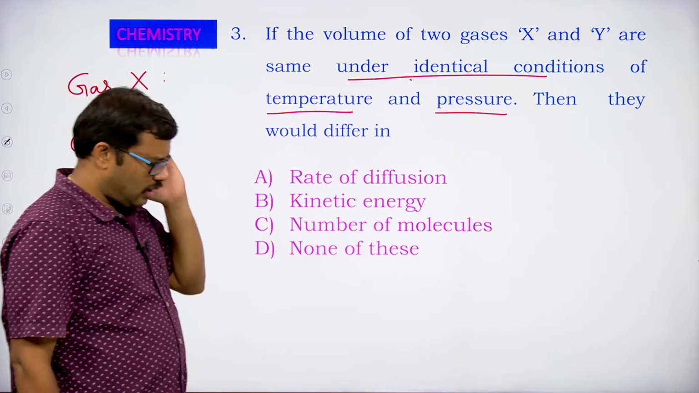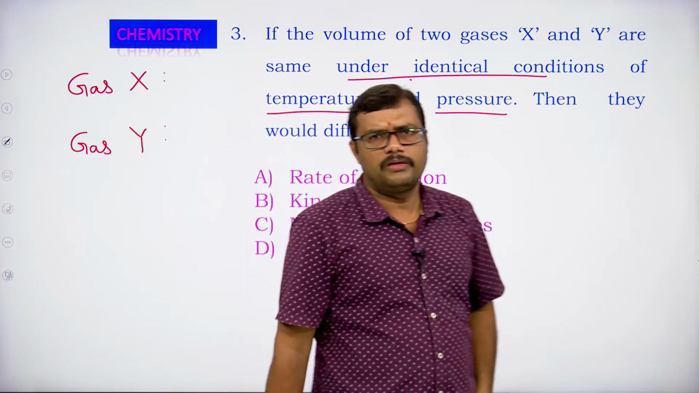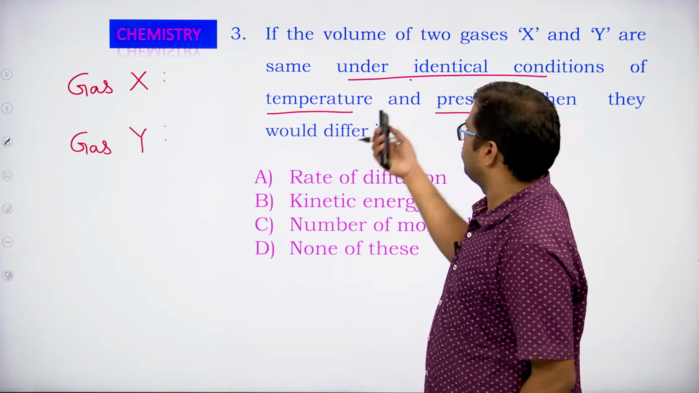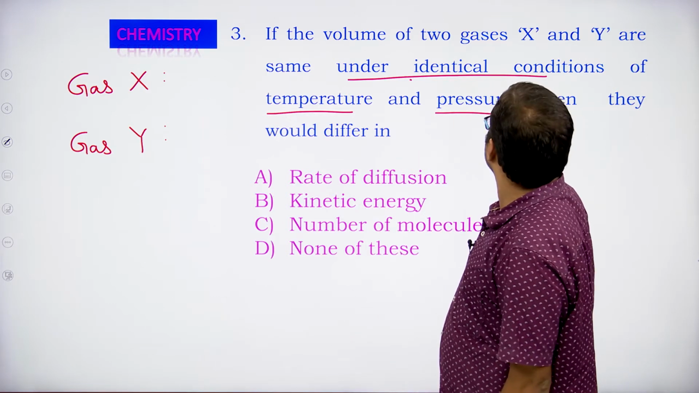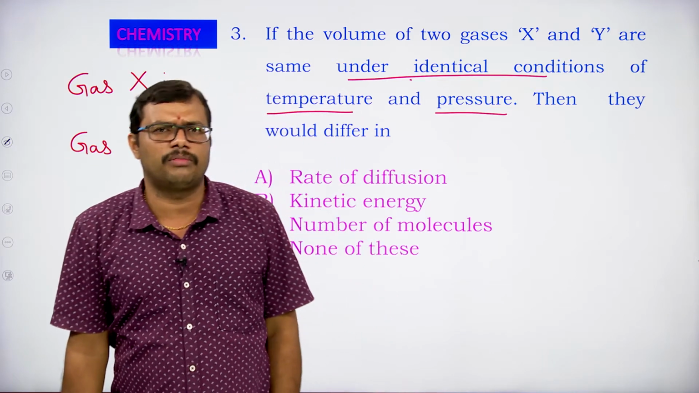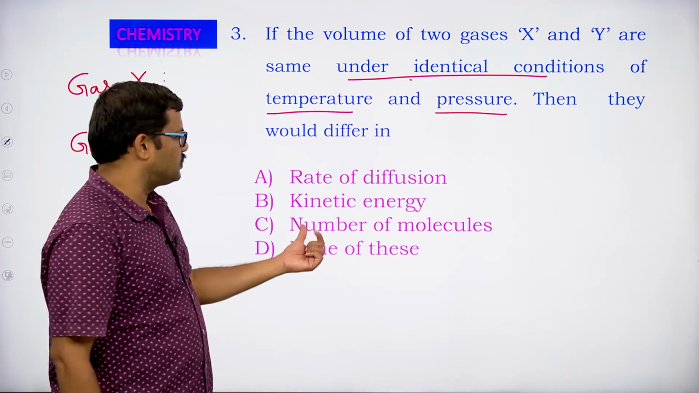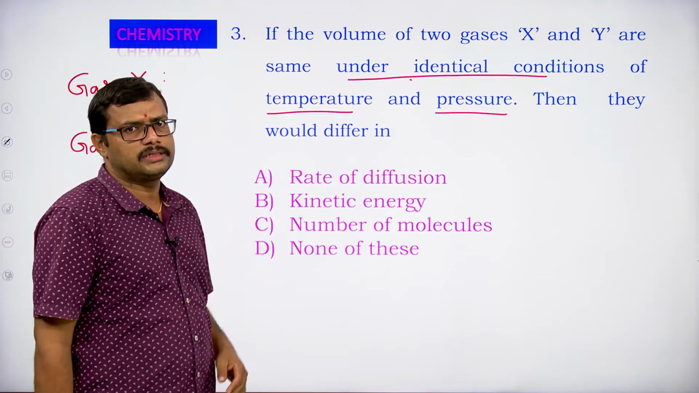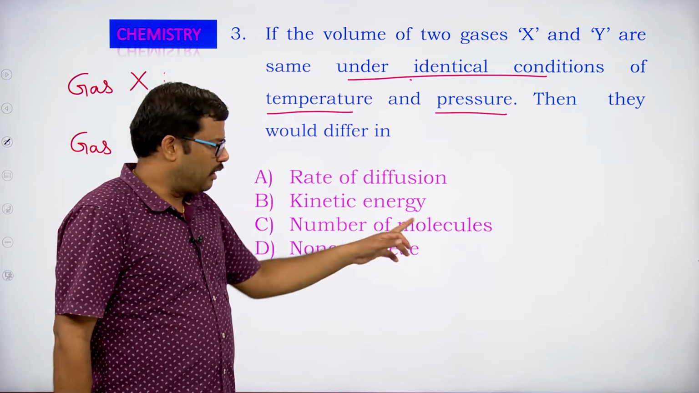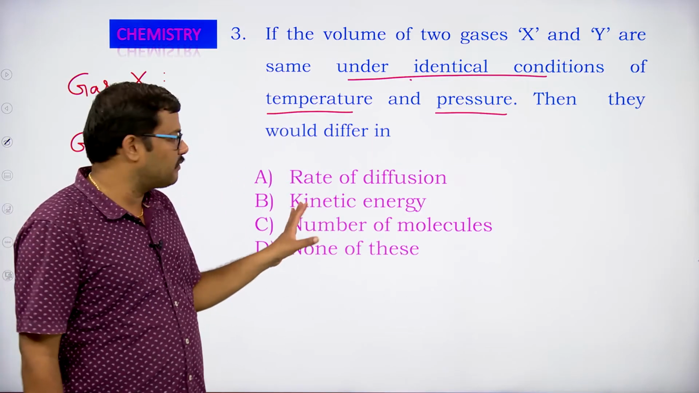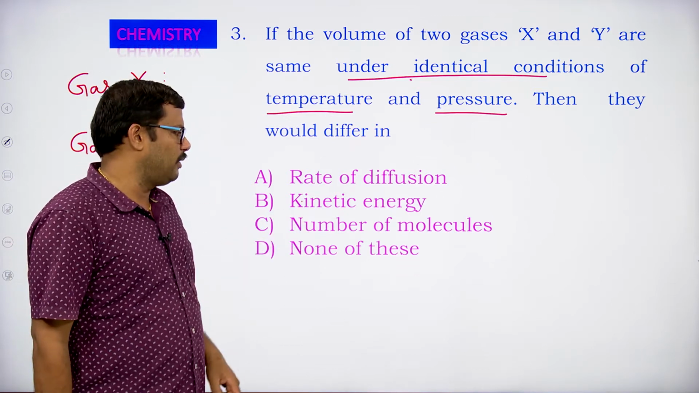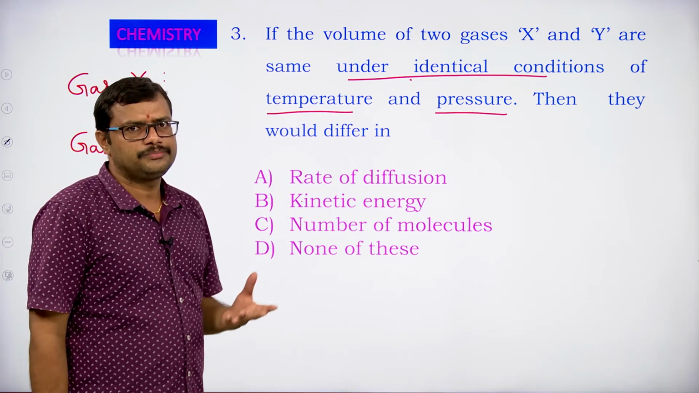As you observed in the case of Avogadro's law, according to the Avogadro concept, under similar conditions of temperature and pressure, equal volumes of gases always contain an equal number of molecules, an equal number of moles. In both the gases, the number of moles are the same, so the number of molecules are the same. The kinetic energy of the total molecules will also remain constant. So these two parameters will remain constant, but the rate of diffusion is going to differ.